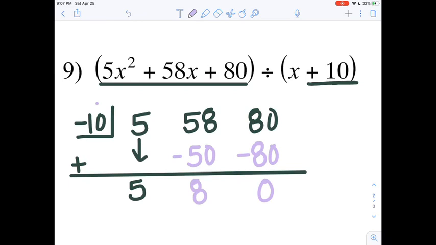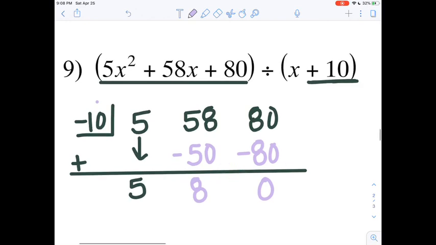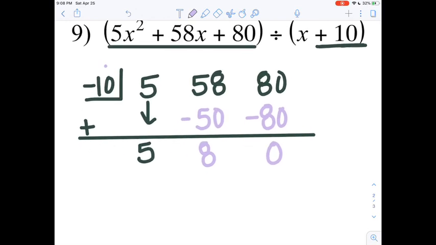Okay, so this is actually giving me my answer. You just kind of have to fill it out. So what this is giving me is the coefficients to my answer. I just have to figure out where my variables go.